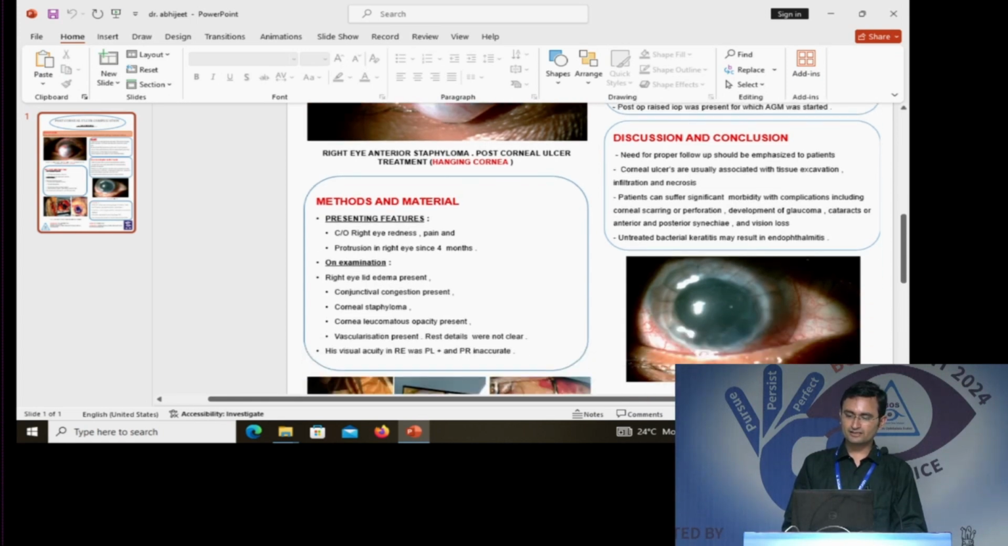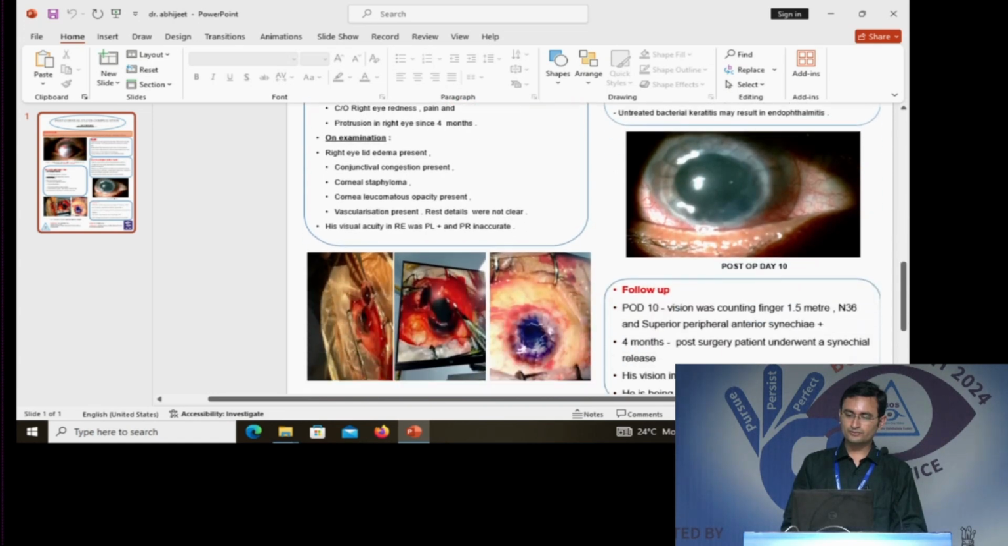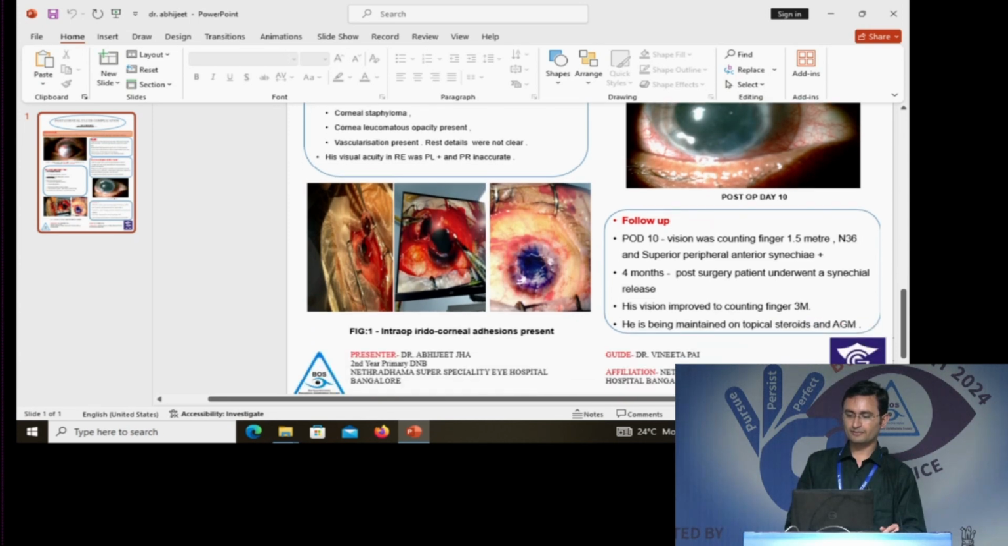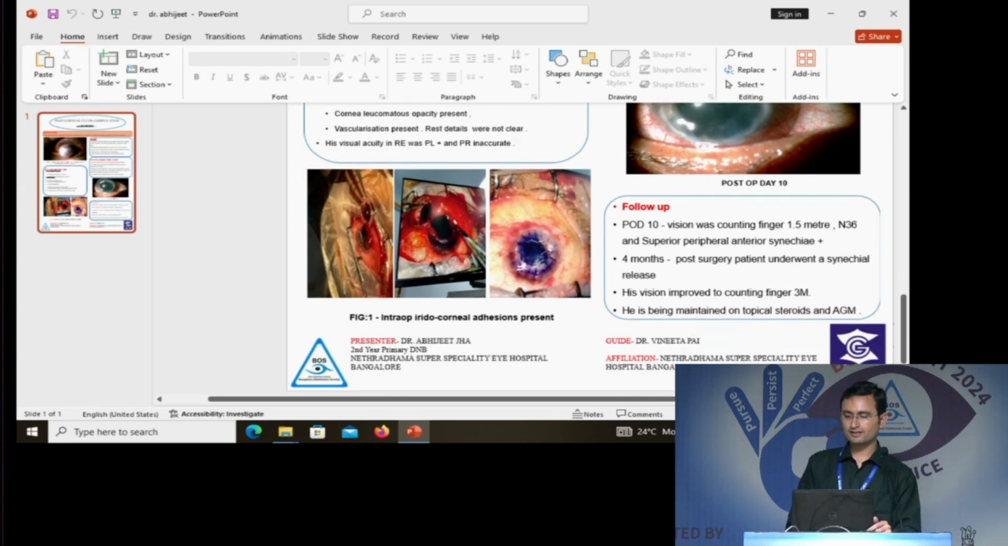This is the post-op day 10 picture, and post-op day 10 vision was counting fingers at 1.5 meters and superior peripheral anterior synechiae was present. Four months post-surgery the patient underwent a synechial release. His vision improved to counting fingers at 3 meters. He is being maintained on topical steroids and AGM. But again we lost him to follow-up, and the final conclusion is that this kind of patients usually come from rural setups, mostly agriculture workers. So we have to emphasize to them, give them proper time and tell them what is the need for regular follow-up and what are the implications if we don't follow up regularly.